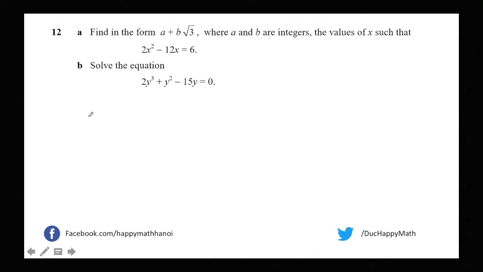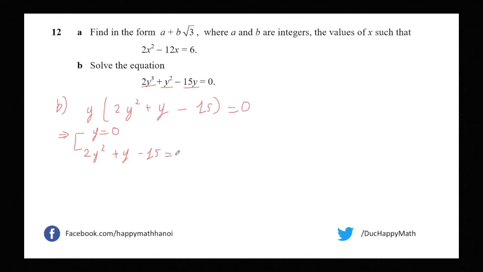Question B. In the same way, you can recognize that the highest degree of the variable is y cubed. So this term has y, this one has y, and this one has y. So I take the y outside, and you get 2y squared plus y minus 15. So the first case is y equal to 0. The second one, in the bracket, means the quadratic equation equal to 0. And calculate quickly delta, 1 plus 4ac.